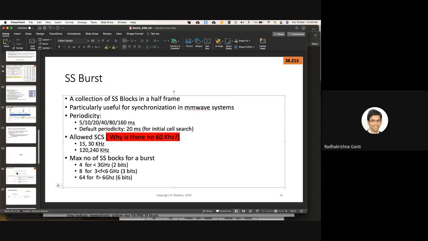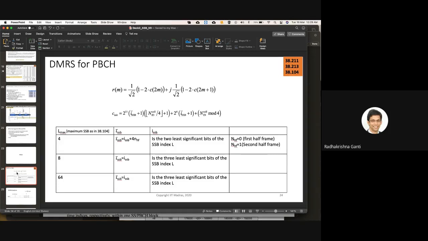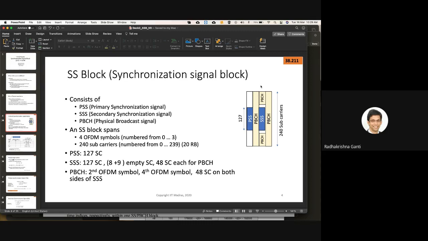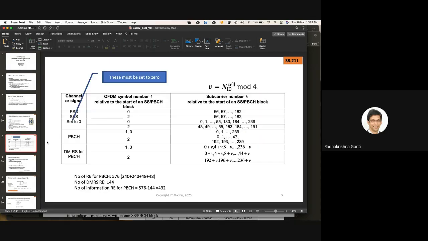This is one of the weirdnesses of 5G NR. They use pilots to encode this information. Essentially the PBCH has pilots all around the place. The pilot locations are also given here. These are the DMRS pilots, the demodulation reference signal pilots.